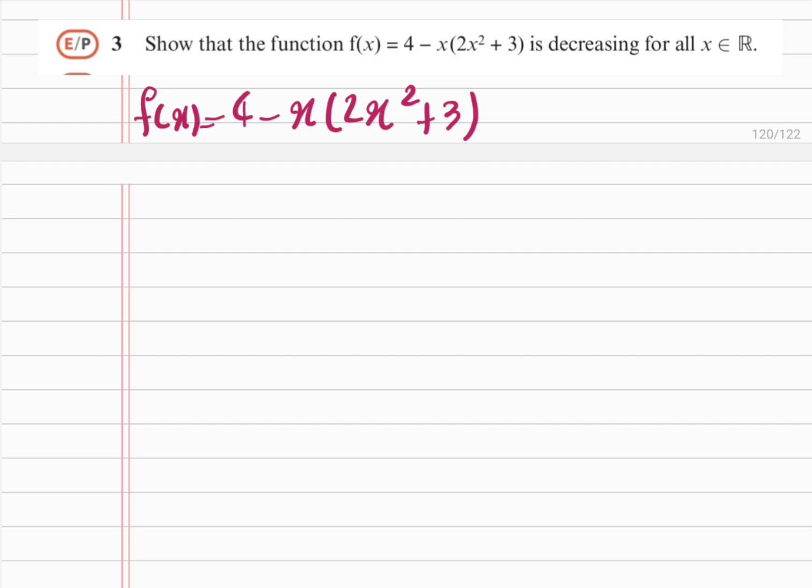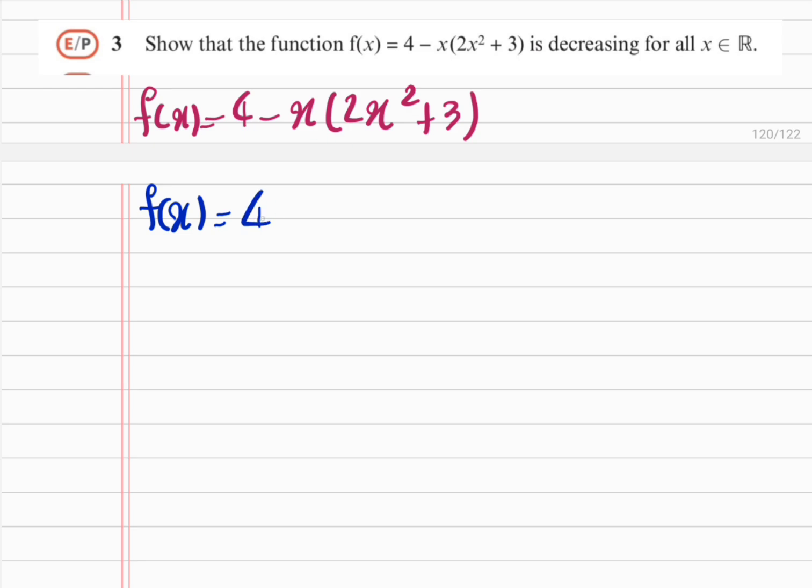If we want to show that a function is decreasing, we first need to find the first derivative in most of the cases. And as long as we can show that the value of the first derivative is always less than or equal to 0 for the given domain of x, then that's basically the proof of a function being decreasing. So in this case, we first need to find the first derivative, but let's expand the bracket here.